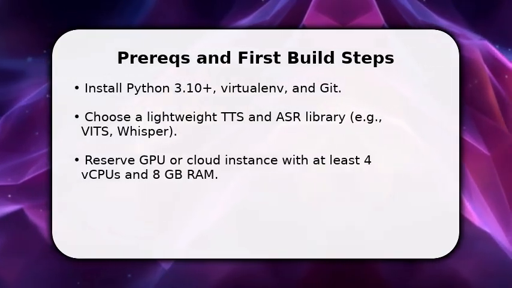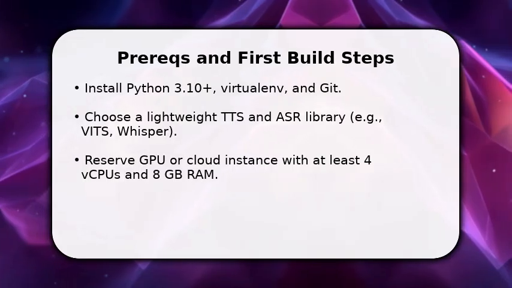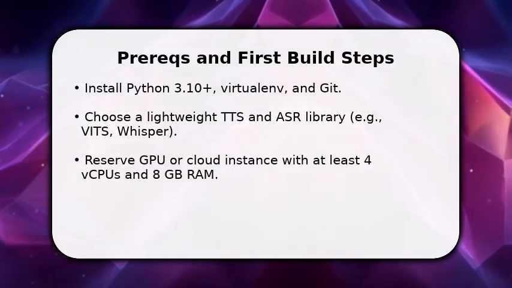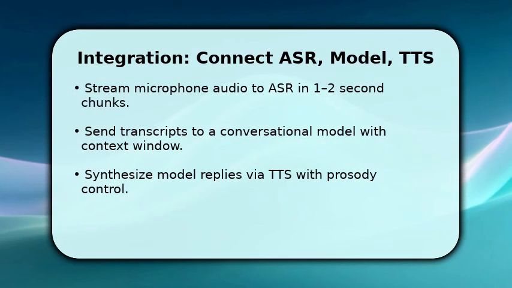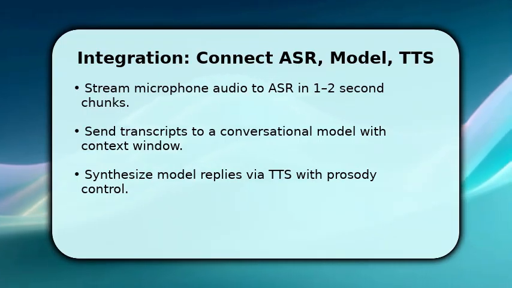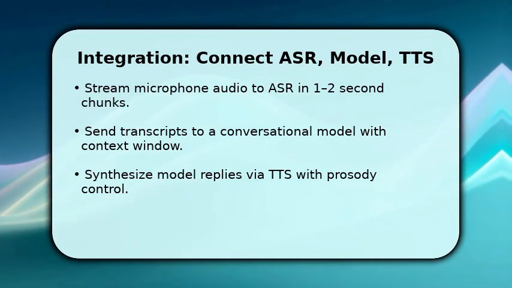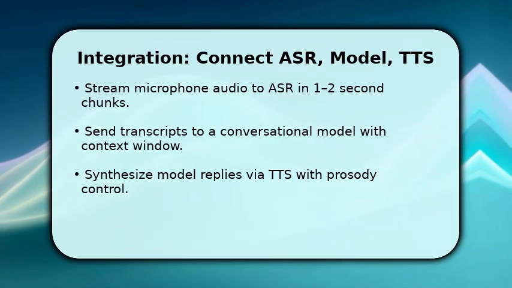Next, acquire a small conversational model checkpoint and set it to run on CPU first to confirm behavior. Then move to GPU for speed. Once transcription is streaming, pipe short transcript bursts to your dialogue manager so responses stay timely. Keep context limited to recent turns to avoid token bloat.